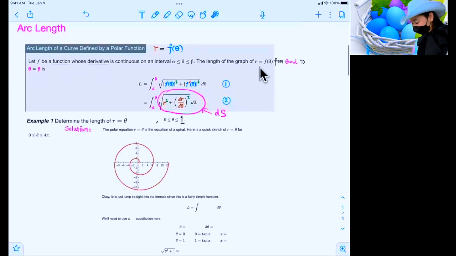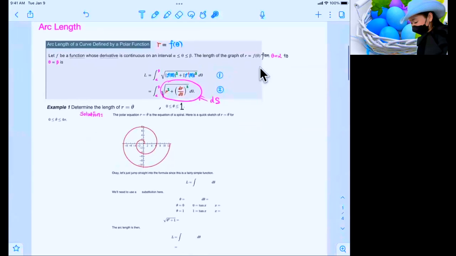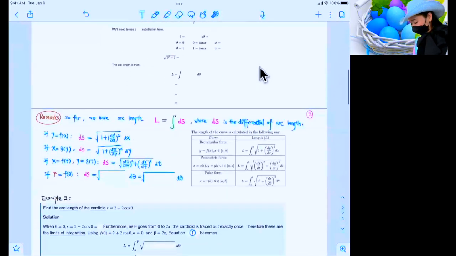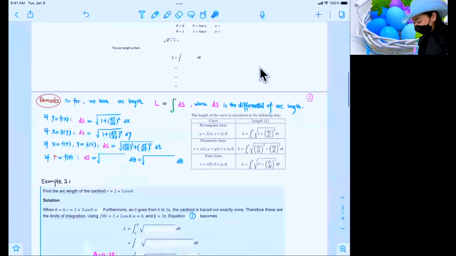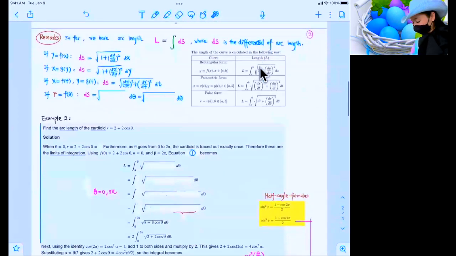Okay, remember that. So today we learn about a new representation for the differential of arc length. So go down over here. Okay, ds equal to what? We just briefly go over. See how many people have photographic memory? So what was it? ds equal to what? r squared plus dr d theta squared. Yes, you got it.